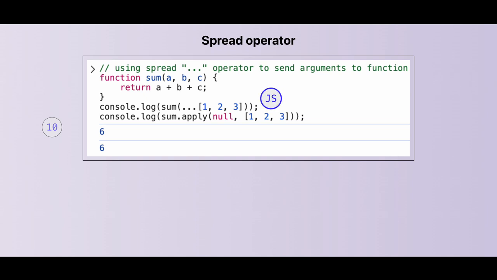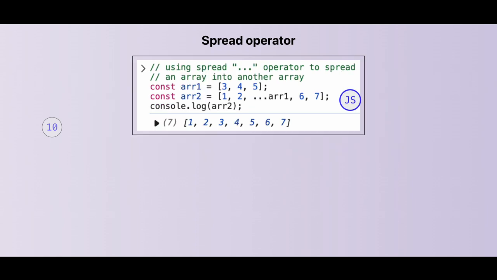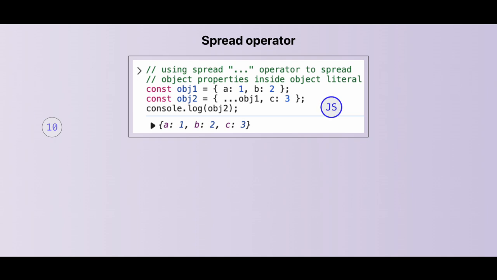It can be used to spread the array elements as arguments to function calls. Here, an array is spread in the sum function call. Instead of using the Function.prototype.apply method, spread operator can be used. It can be used to spread an array inside another array. Here, arr1 is spread inside arr2. It can be used to spread an object's properties into another object. Here, obj1 is spread inside obj2.